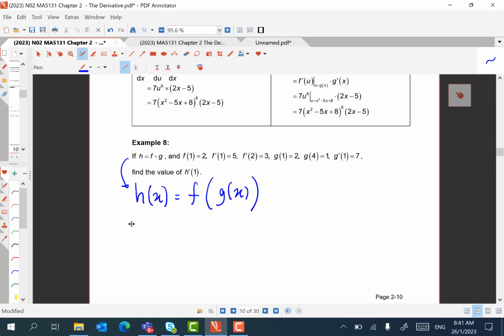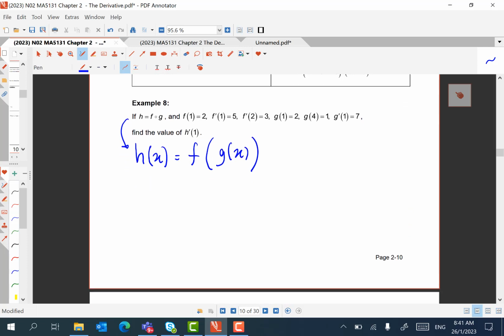So maybe you want to find H prime X first. You don't have to, but maybe it's a good choice to do this first. To differentiate a composition, you apply the chain rule, which says you go from the outermost to the innermost. Chain rule is like an onion, when you eat an onion, meaning layer by layer, that's right.